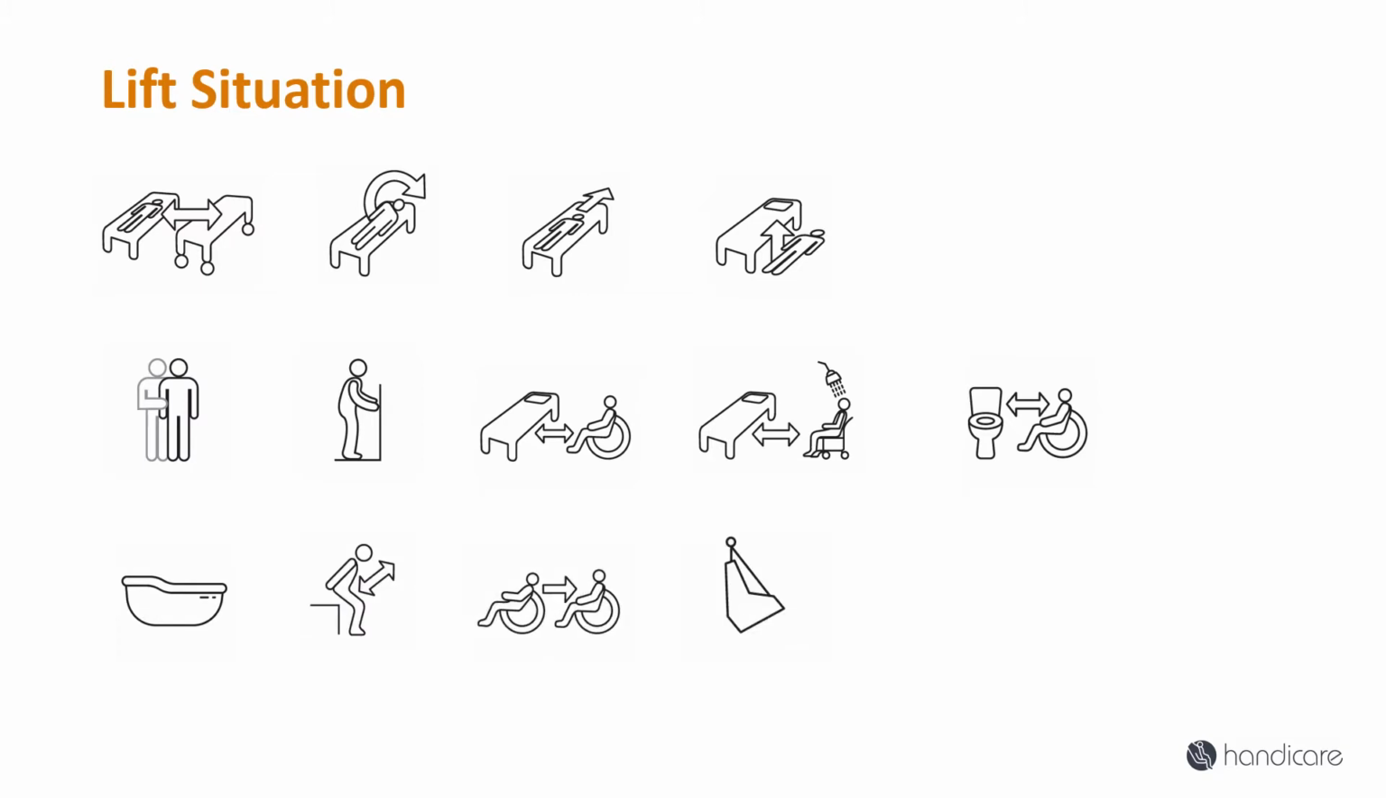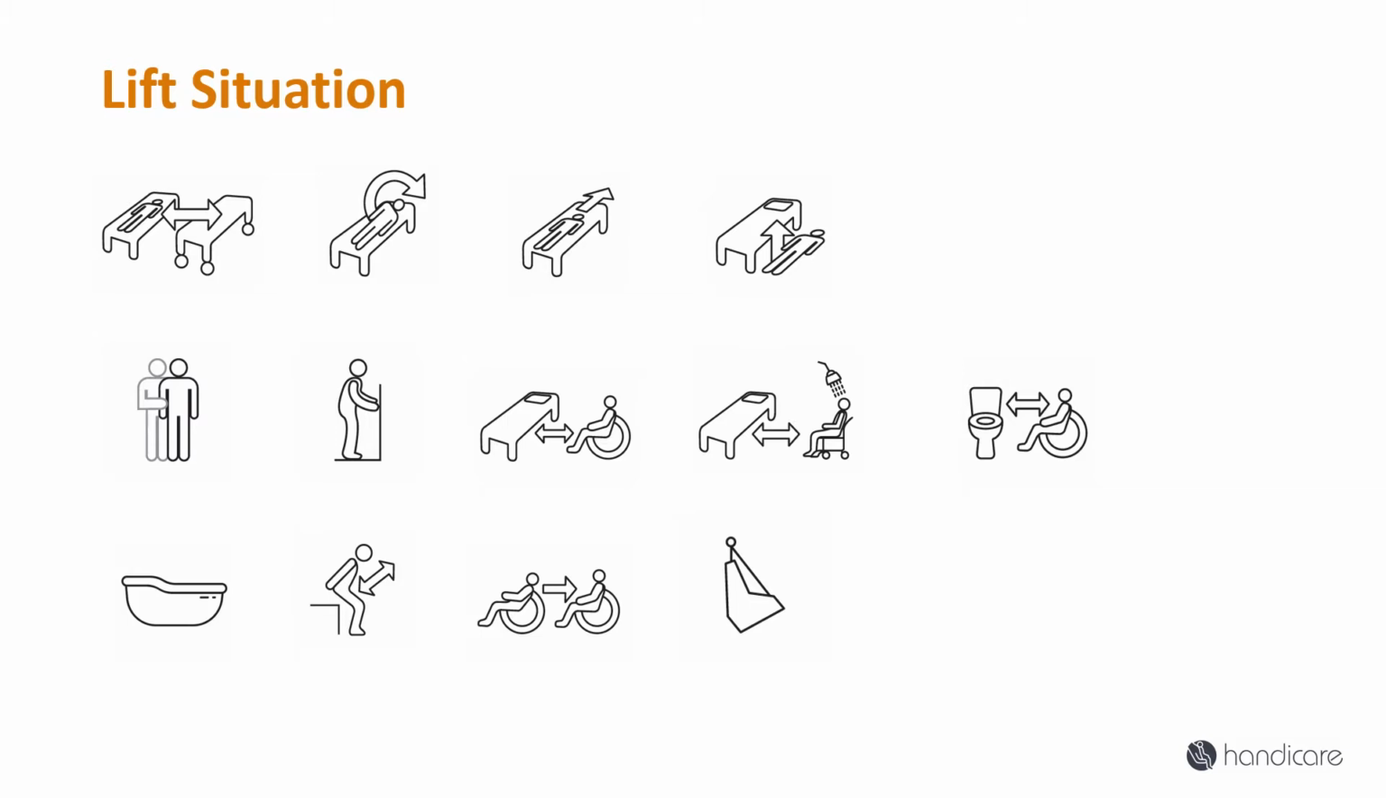The initial assessment of the resident may reveal that the resident needs to be transferred from bed to wheelchair, and to the commode, and to the tub, and they may also need assistance with repositioning in bed. The healthcare professional will determine how much assistance the resident requires for each lift situation. This will help to narrow down the sling style options.